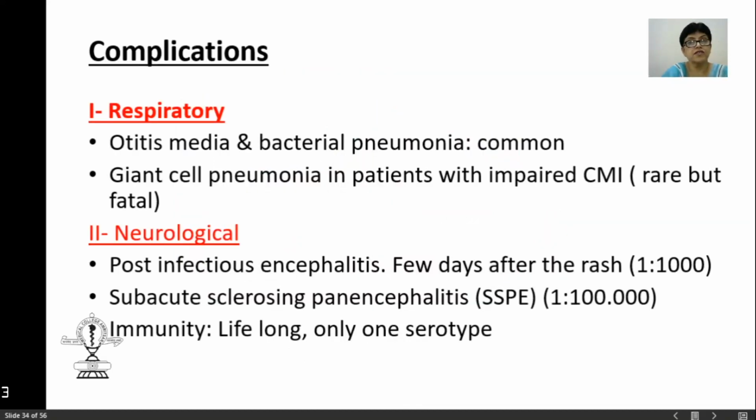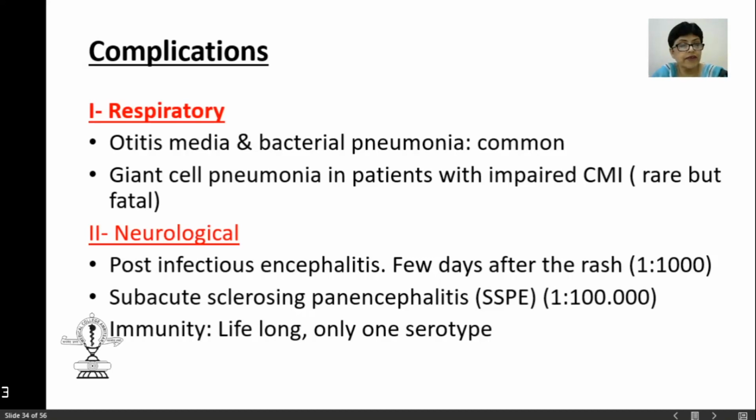Now, complications. This is extremely important, since bacterial pneumonia and otitis media are the most common complications seen in children, and they may also be fatal. The bacterial pneumonia, which is contracted as a complication to measles, may claim a child's life also. Giant cell pneumonia occurs in patients with impaired cell-mediated immunity. This is rare, but again extremely fatal.